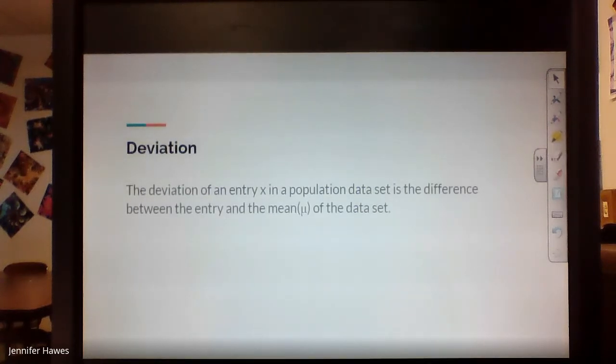So the deviation, this is where you get into that bell-shaped curve. In the middle, you have your mean. And then deviation is how far something is away from the mean. So most of your data should be within one standard deviation of the mean.